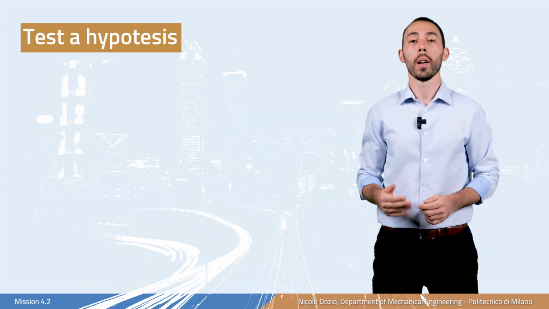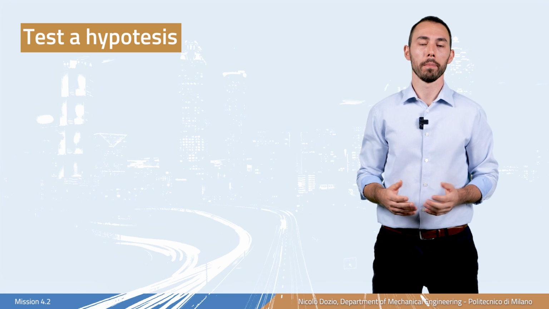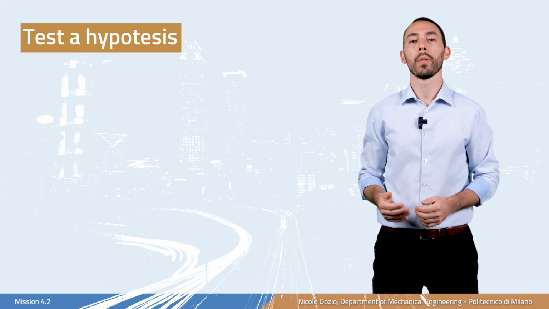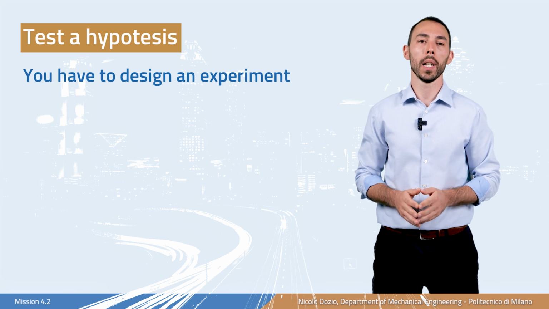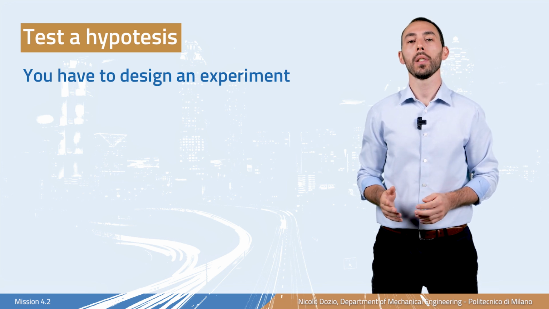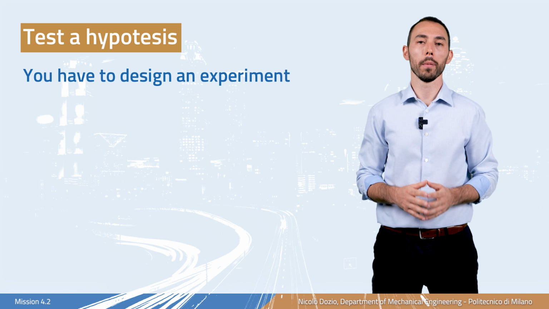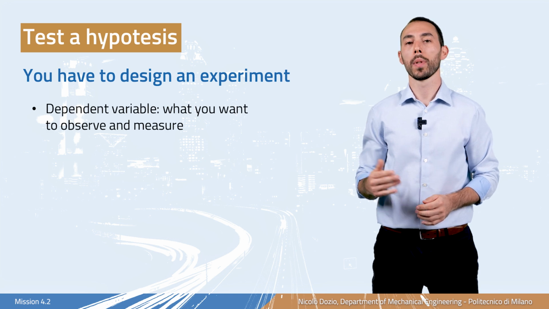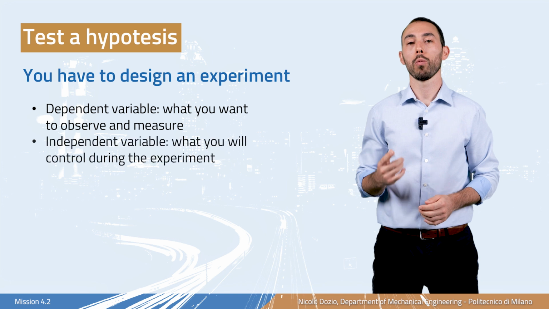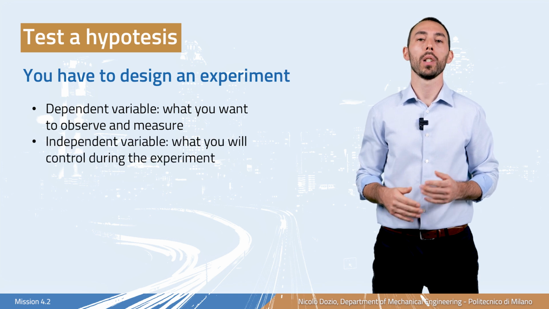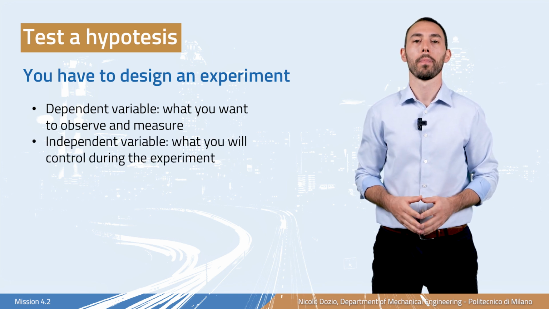In your study, you have an hypothesis that you want to test. To do so, you have to design an experiment that must follow some rules to provide scientifically valid results. First, your experiment must have a dependent variable, that is what you want to observe and measure. Second, the experiment must have at least one independent variable that you will control during the experiment.